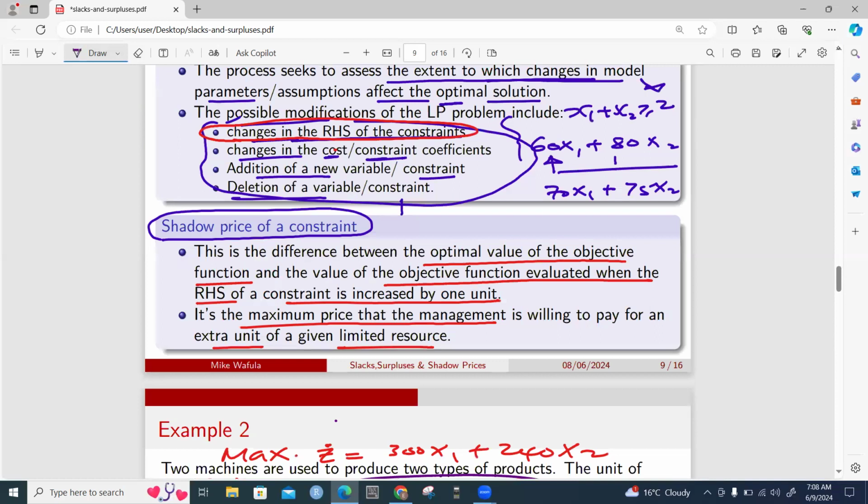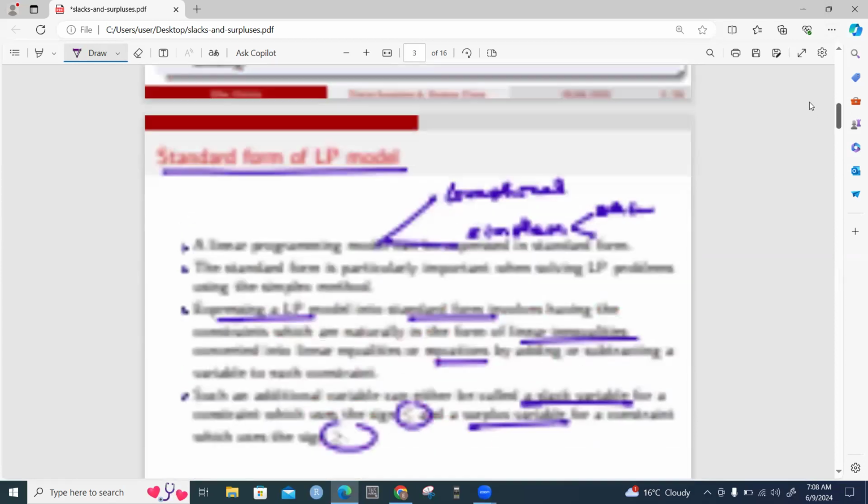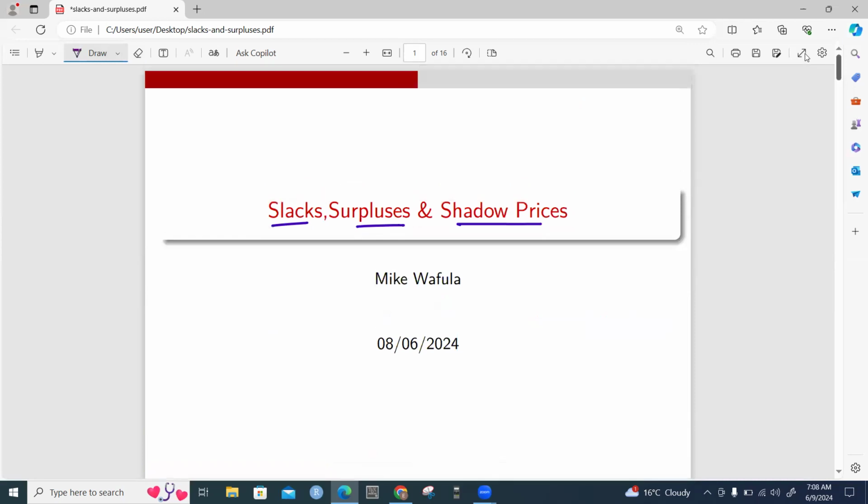I'm sure now this definition makes some sense of shadow price: the maximum price the management is willing to pay for an extra unit of a given limited resource. So I think that definition now makes some sense. And so that's the concept, that's how we do further analysis of linear programming problems. Thank you.